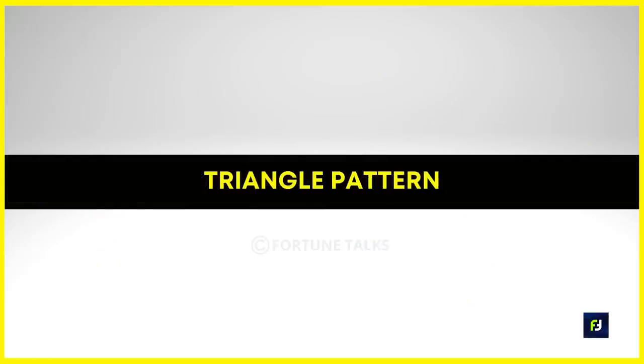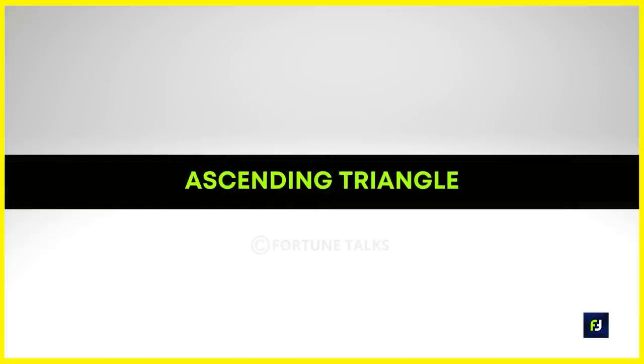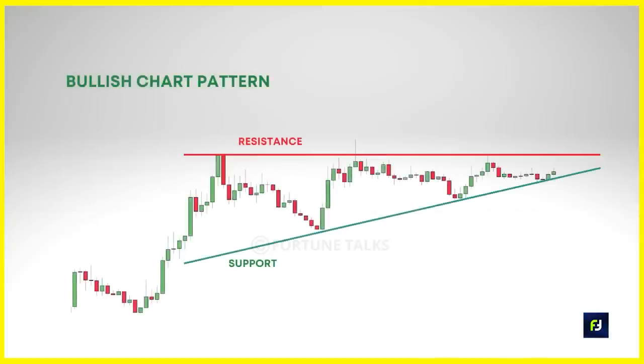Now moving on, we will focus on the triangle patterns, namely the ascending triangle and the descending triangle chart patterns. So let's start with the ascending triangle pattern. The ascending triangle is a bullish chart pattern that signals the market is about to head higher.